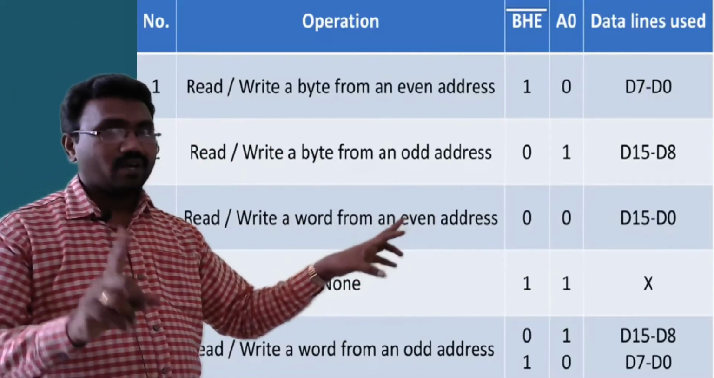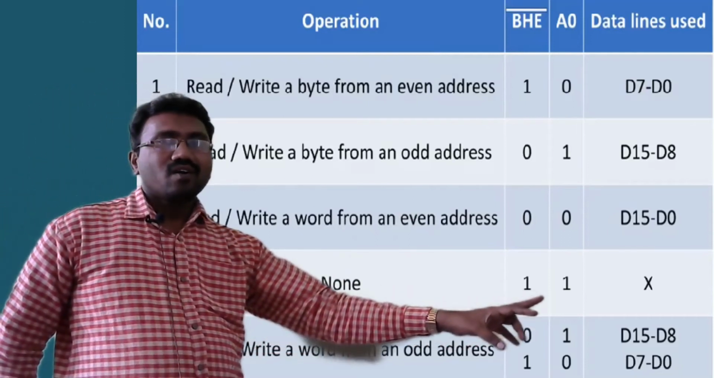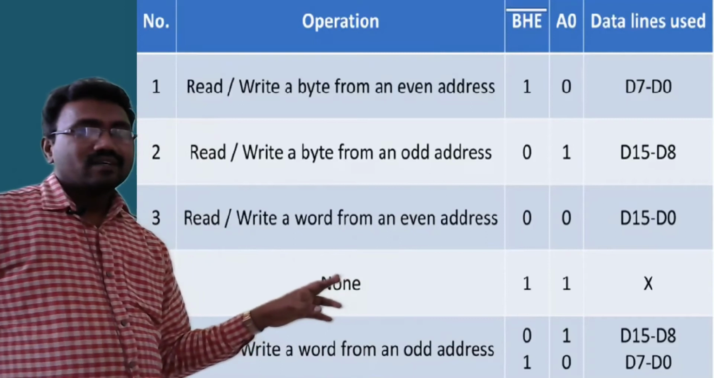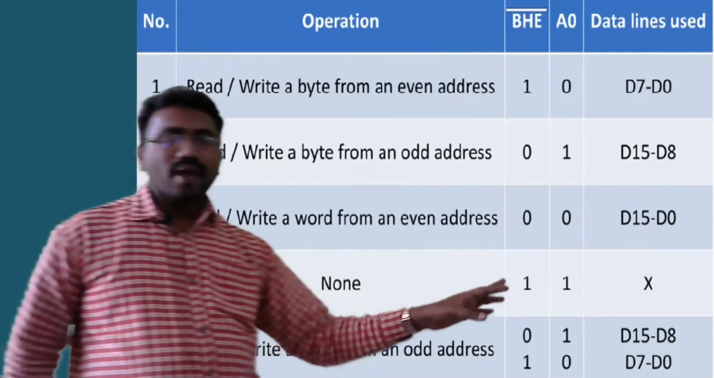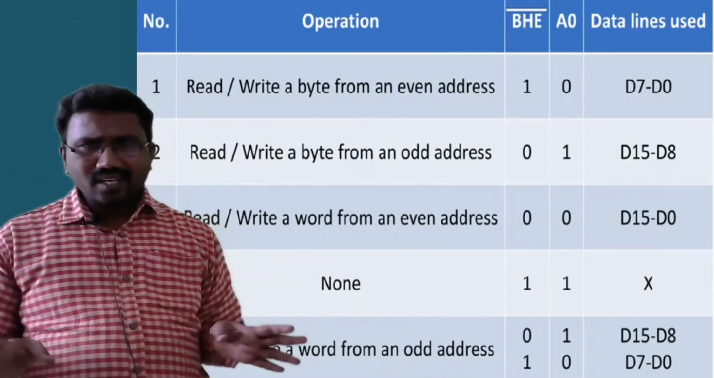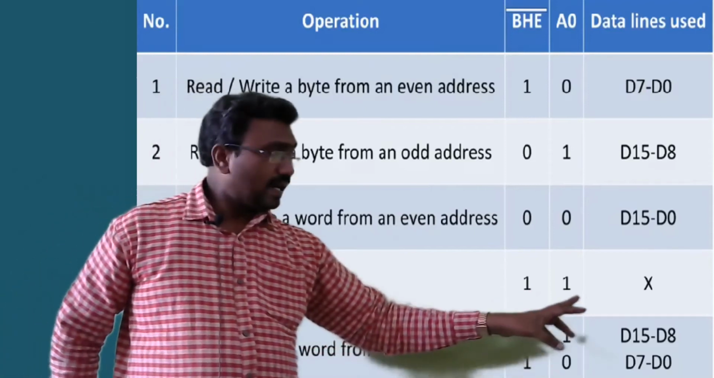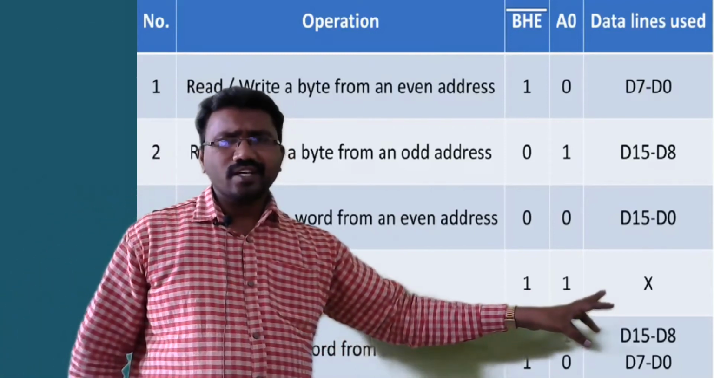One more combination: BHE bar is 1, A0 is 1. Which one is selected? What is the operation? No operation. Which bank is selected? Neither the even bank nor the odd bank is selected. No operation, and the data lines are also not selected, disabled.